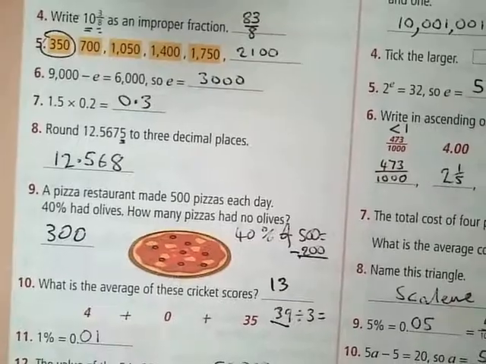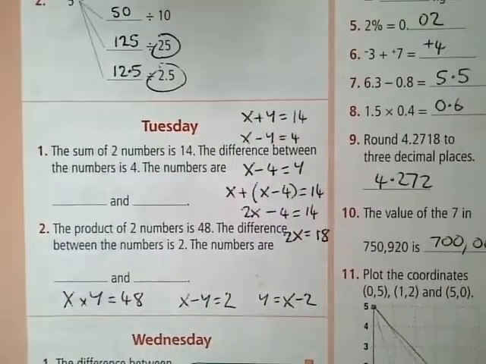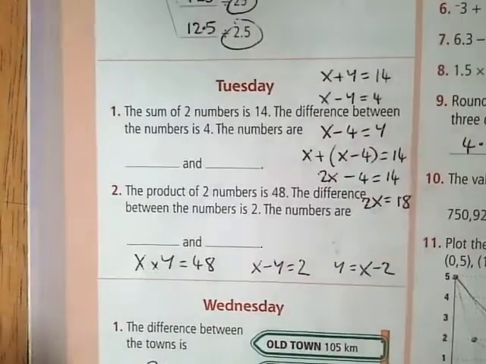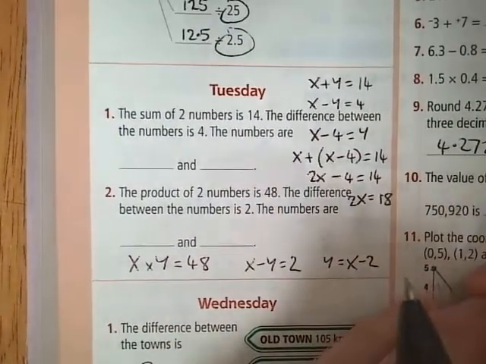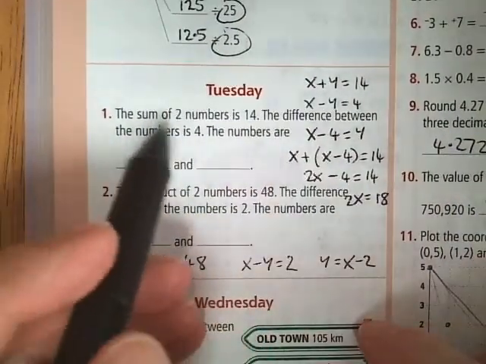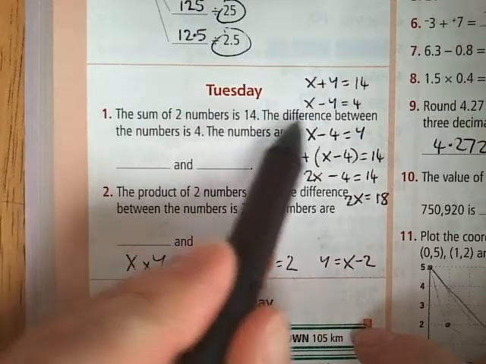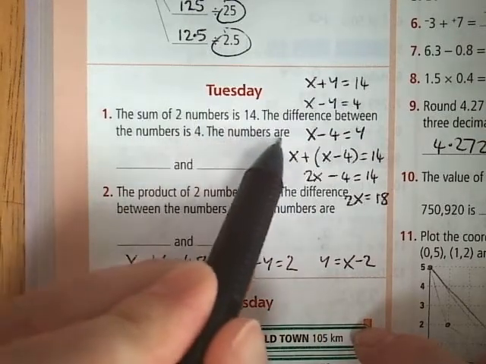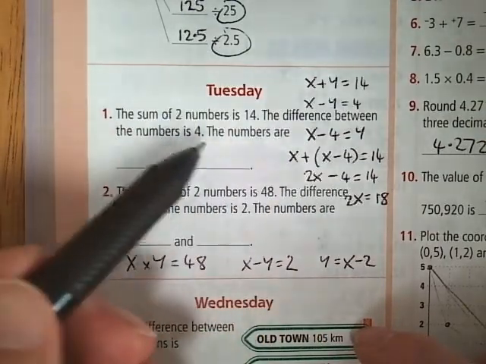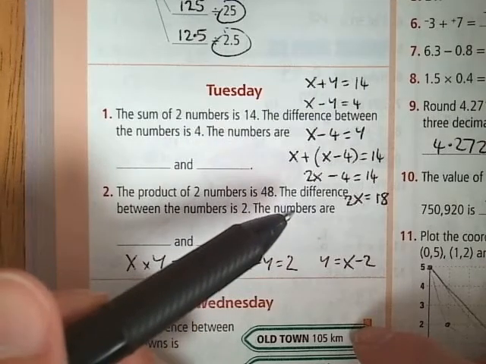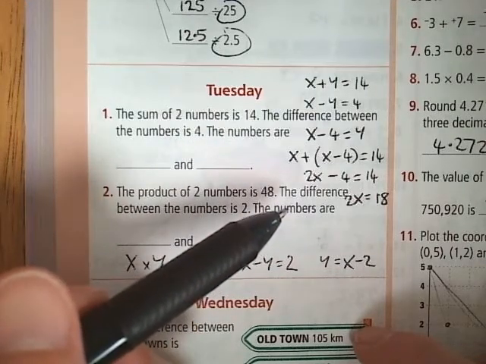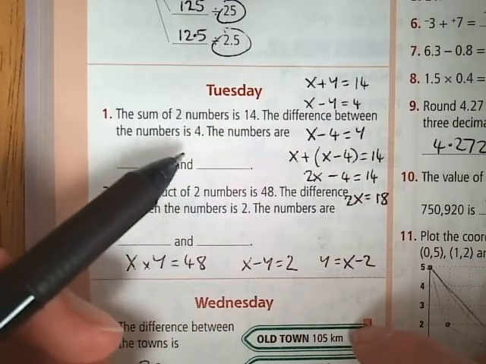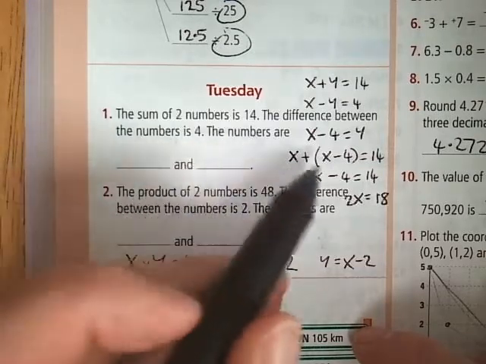The problem solving for Tuesday was actually very tricky. It's the kind of thing that if you knew from looking at it, that's fine, but if you didn't, it wasn't necessarily easy. So the sum of two numbers is 14. The difference between the numbers is 4. The numbers are what and what. Okay, you could look at that and start figuring it out in your head. What numbers add together to make 14 and have a difference of 4? And you'd eventually get it.